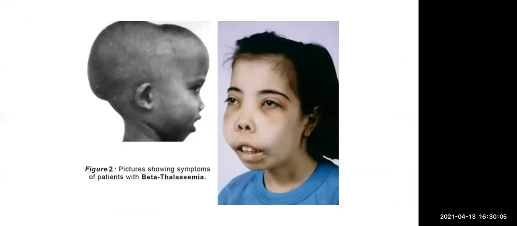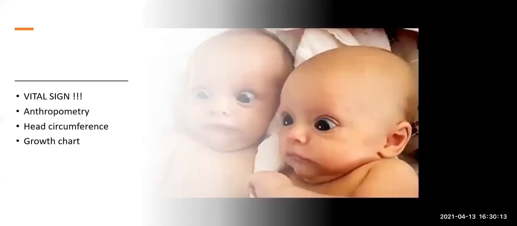So these are the Alagille syndrome features. This is a thalassaemic facies. Not to forget vital signs, anthropometry measurements, head circumference, and also the growth chart.